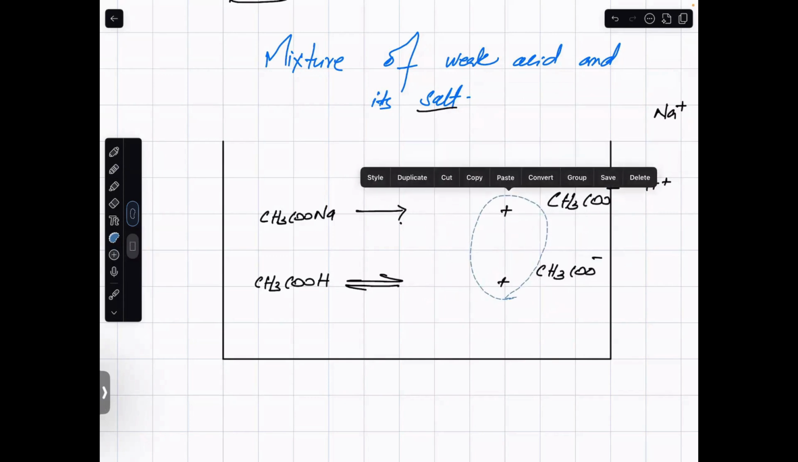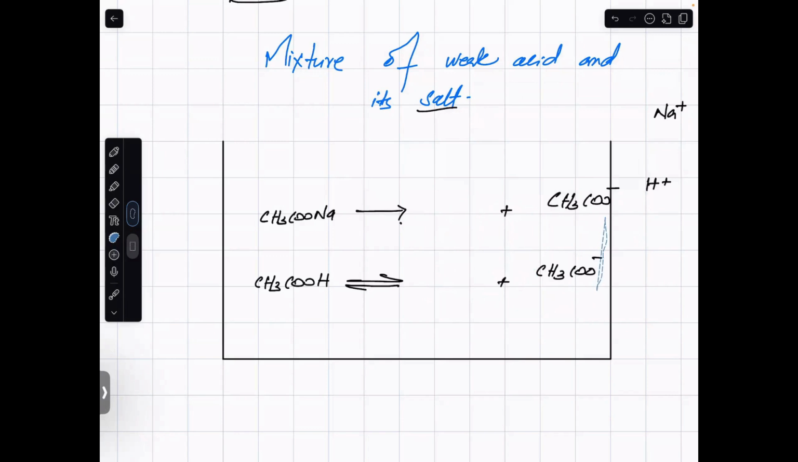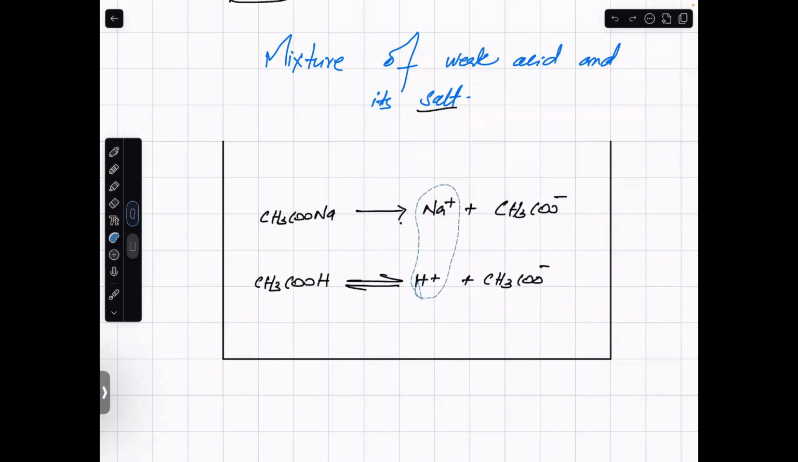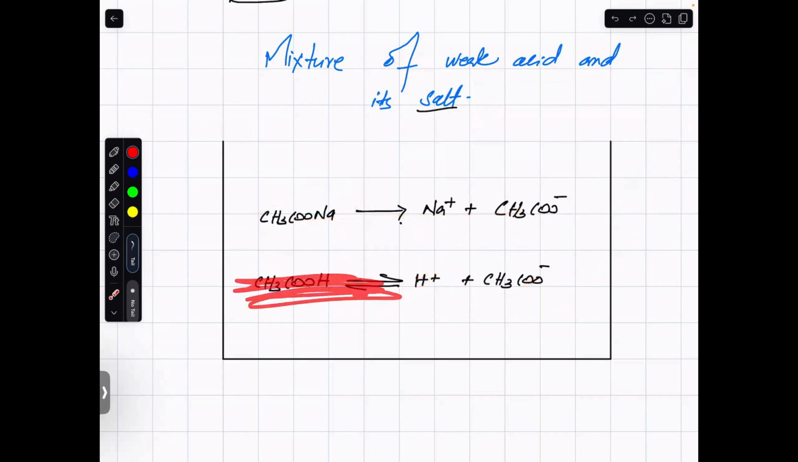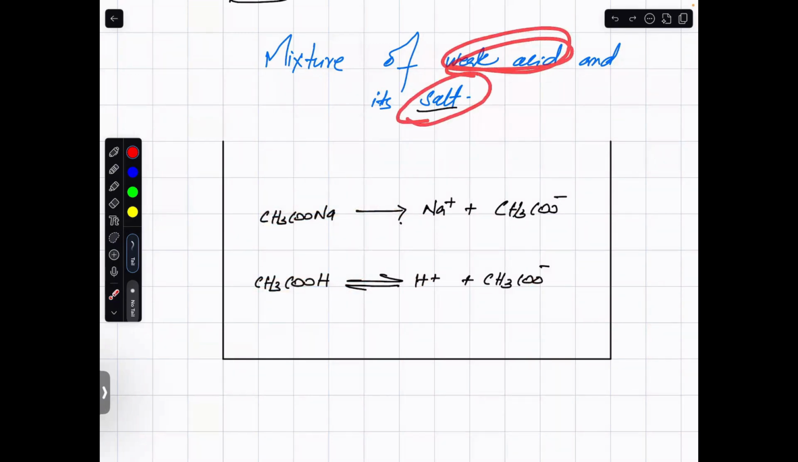What I'm doing. It's perfect. Leave it the same way. It's going to dissolve and it also ionizes H and this thing. So what you can see, it's a weak electrolyte. It's a strong electrolyte. This is weak acid. This is its salt. Right?